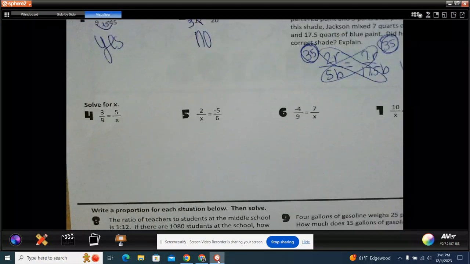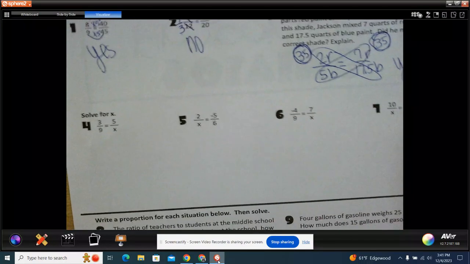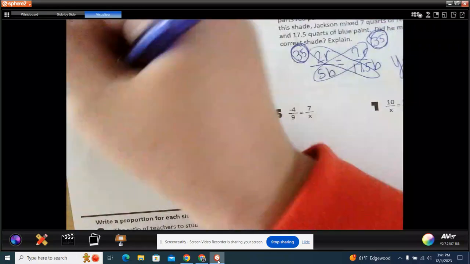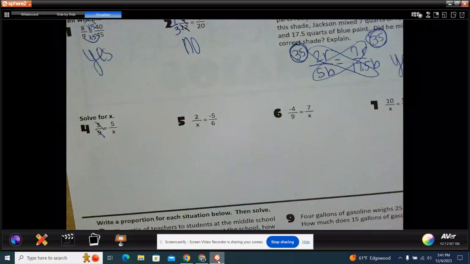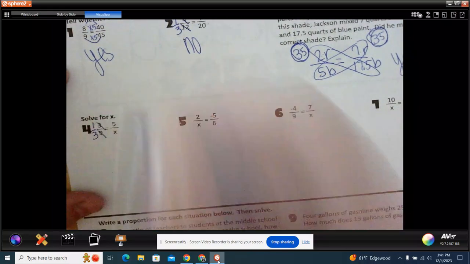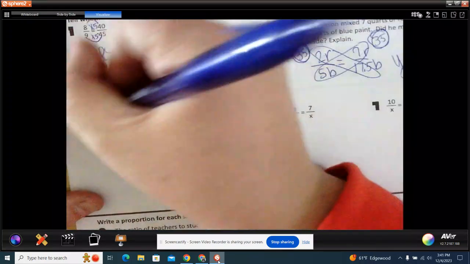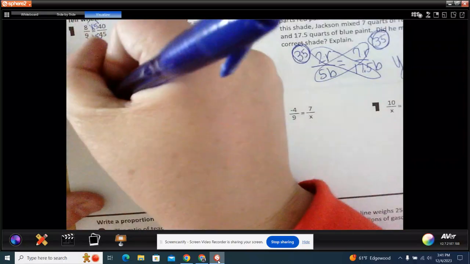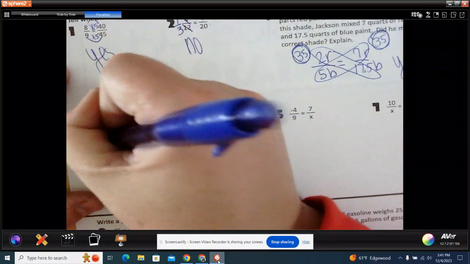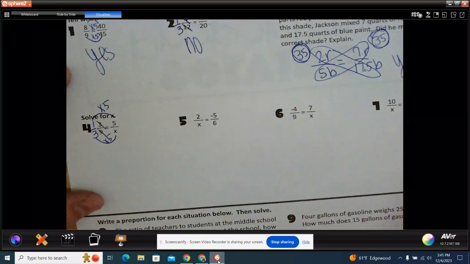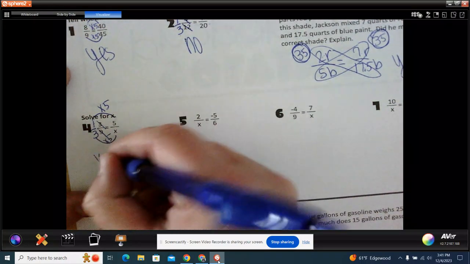All right, so let's move on to solving proportions. A couple different options to solve these. First, I'd like to see if I can simplify. I can simplify 3 over 9, which turns into 1 over 3. And then I can go from 1 to 5, which is times 5. I'm going to do the same thing on the bottom, which is times 5. So 3 times 5 is going to be 15.